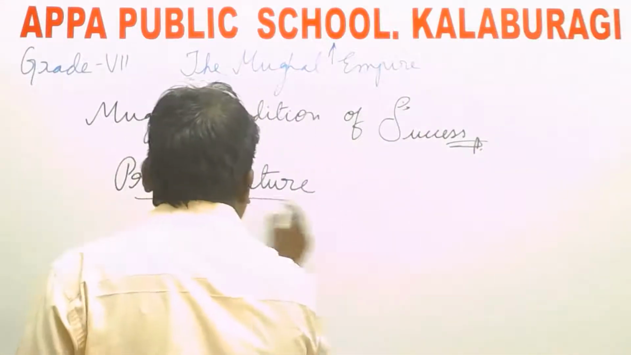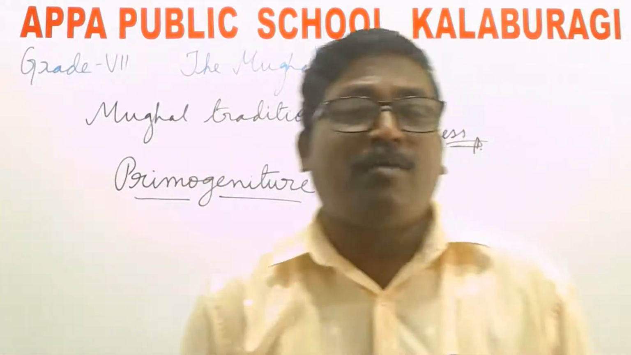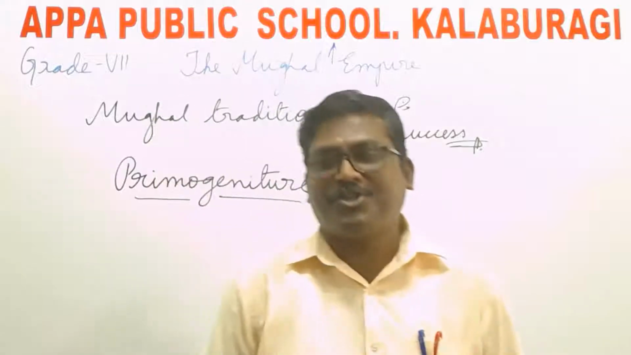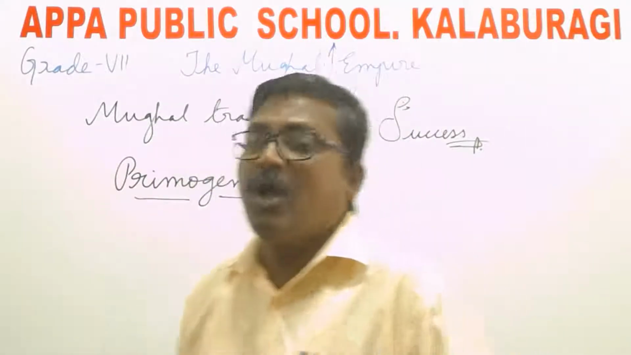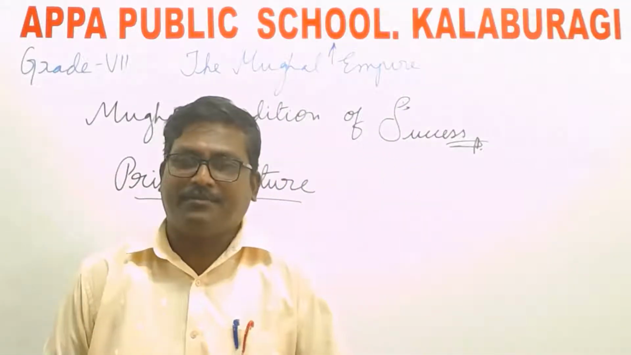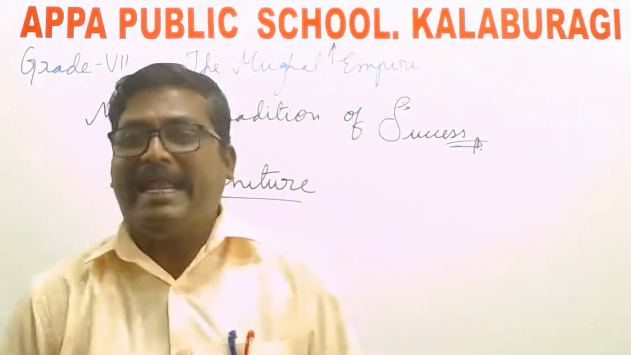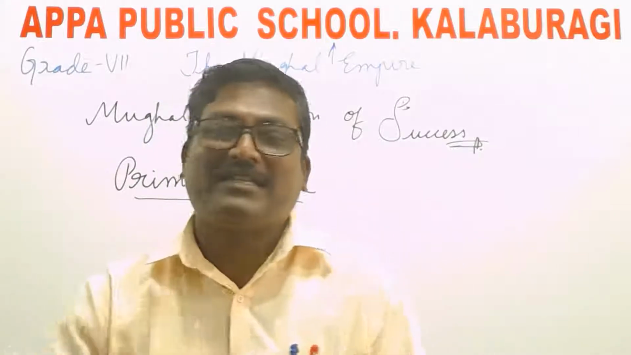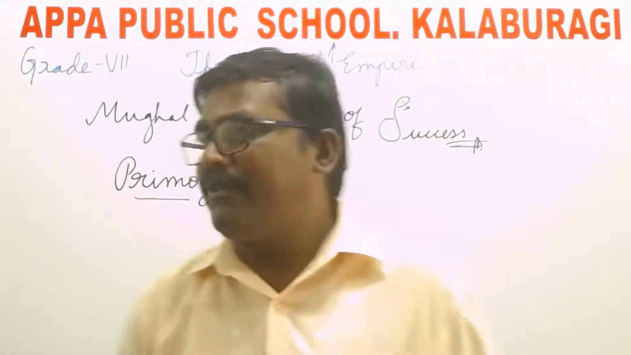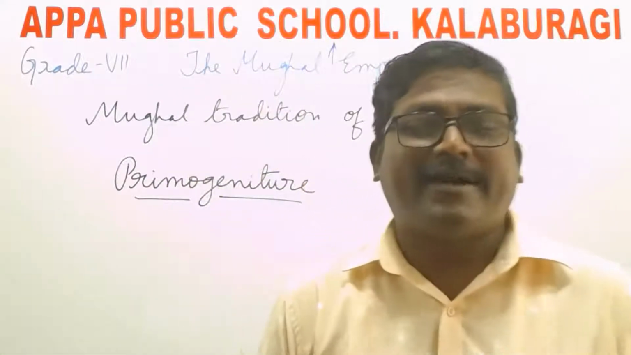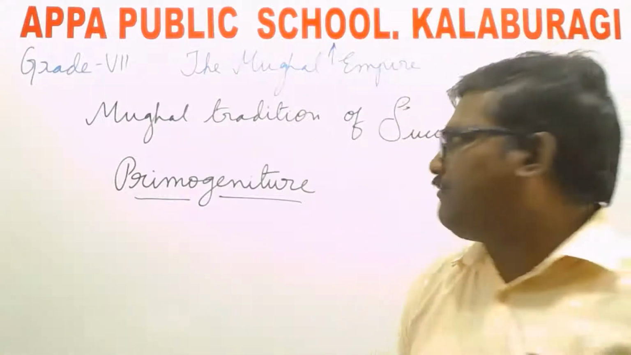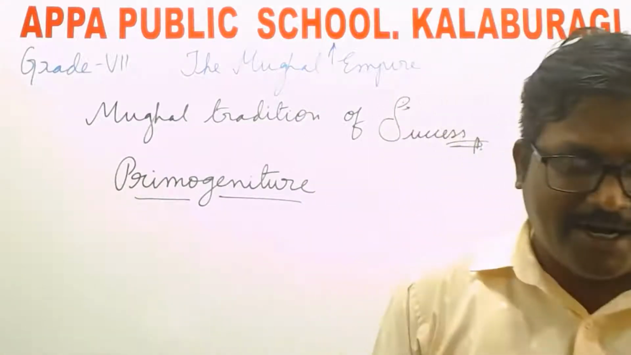So now, what is this primogeniture? Primogeniture is the right of succession belonging to the first child. In every kingdom we have seen, if there is an eldest son, then the eldest son is the successor of his father. He will be the successor of his father. That is what we call primogeniture. So now these Mughals did not follow this rule of primogeniture.